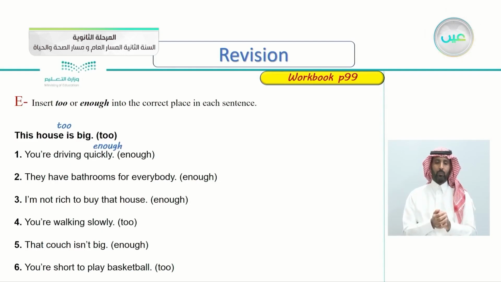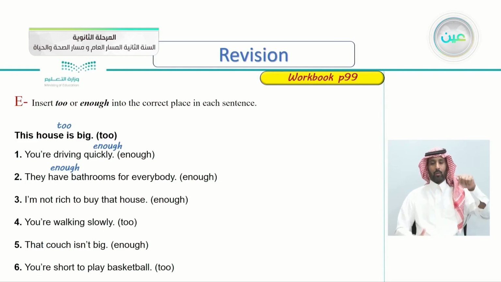Number 2, they have bathrooms for everybody, and the word enough also. So where does enough fit in this sentence? So let's check the answer here. Yes, it's they have enough bathrooms for everybody.